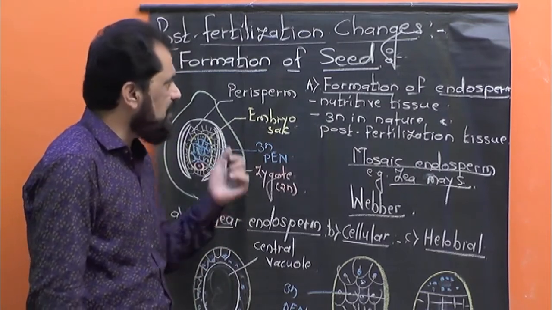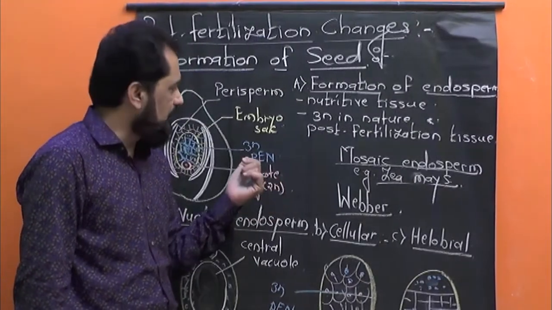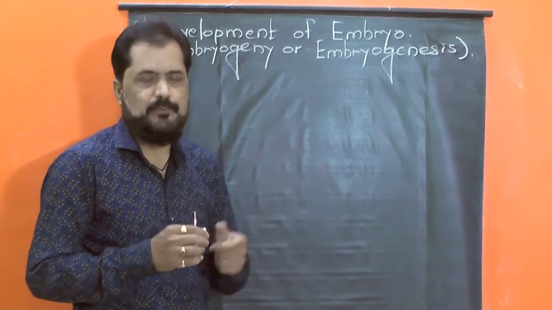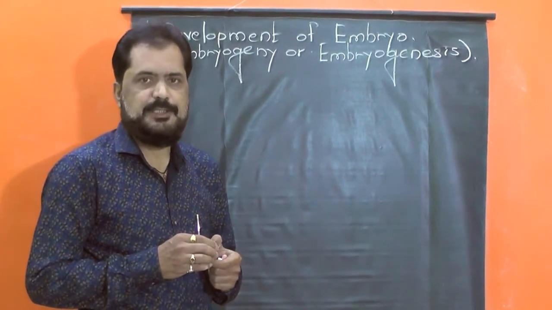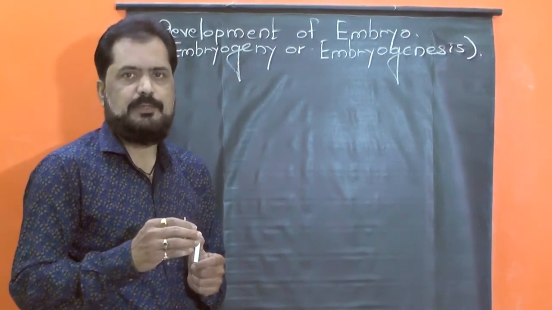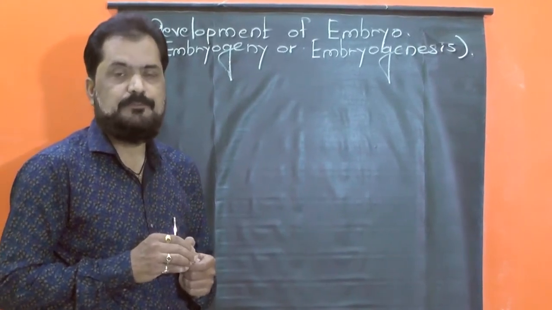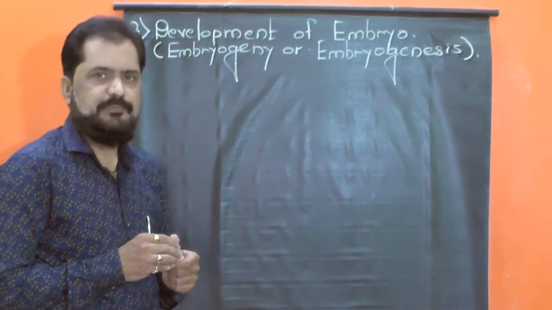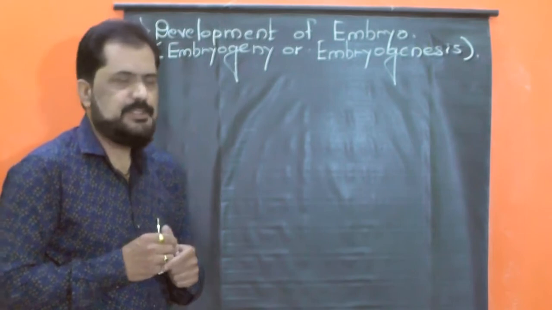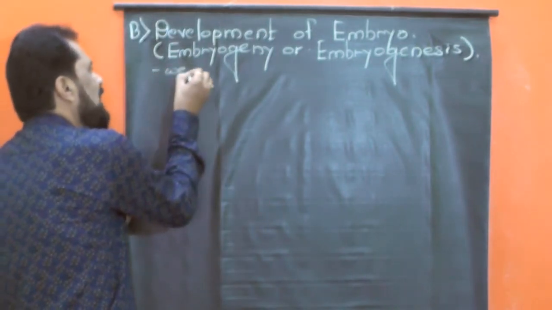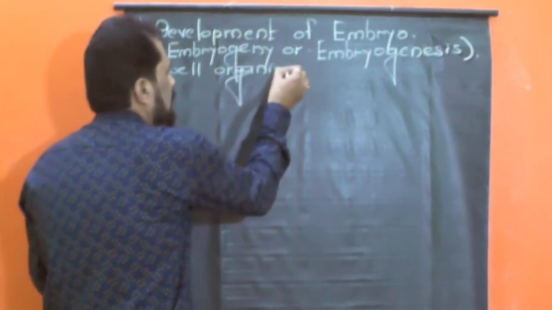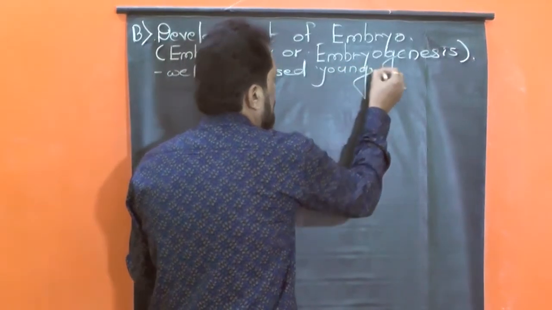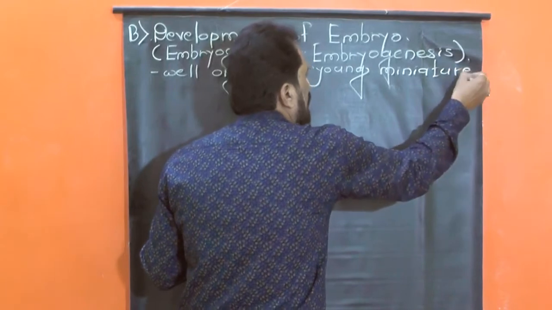Now we have to study the second change, that is the formation of the embryo from the zygote. Let us study the second step in the formation of seed, that is development of the embryo. Friends, just now we have completed the study of the first major change taking place during the formation of seed, that is the formation of endosperm from the triploid pane. And now let us talk about the development of the embryo. First of all, let me define what an embryo is. Actually, in plants, the embryo is defined as a well organized young miniature plant.